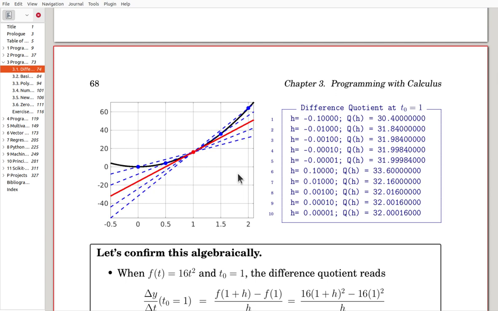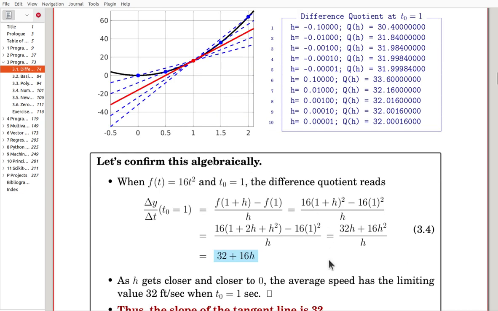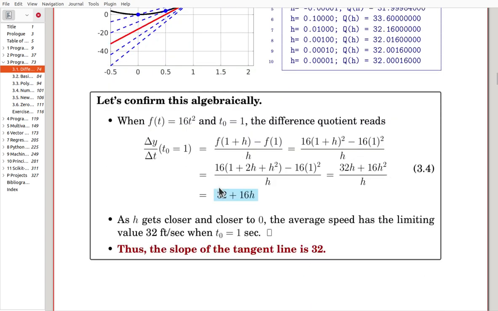So the slope of the tangent line is the instantaneous speed. Okay. And we already did that earlier. Now let's confirm this algebraically. f of t is 16 t squared, and t0 is 1. Then the difference quotient becomes this.